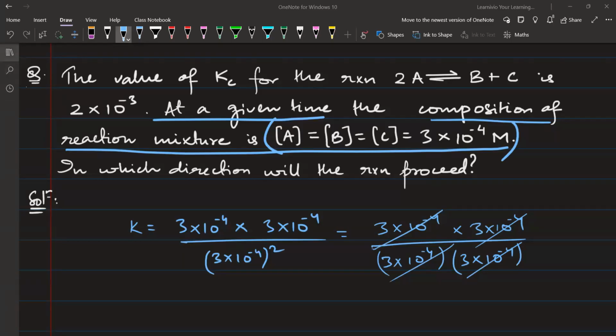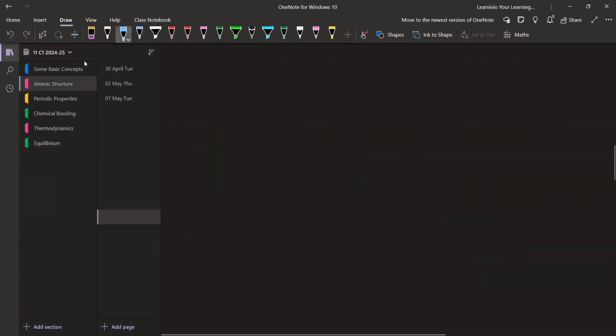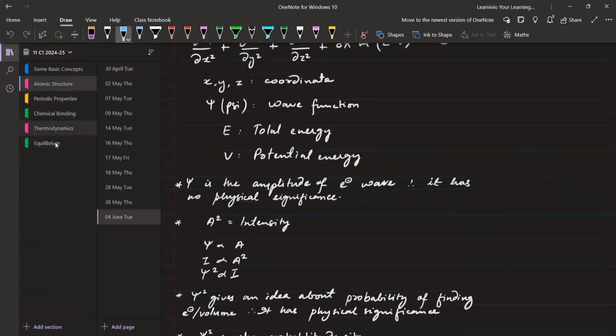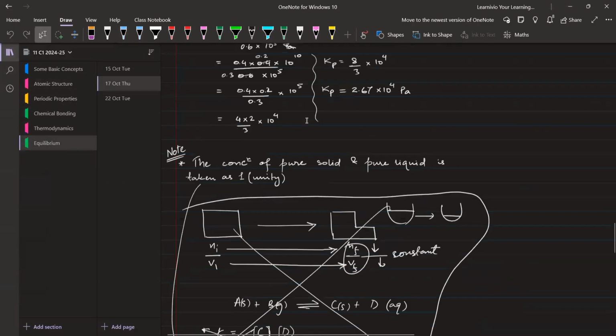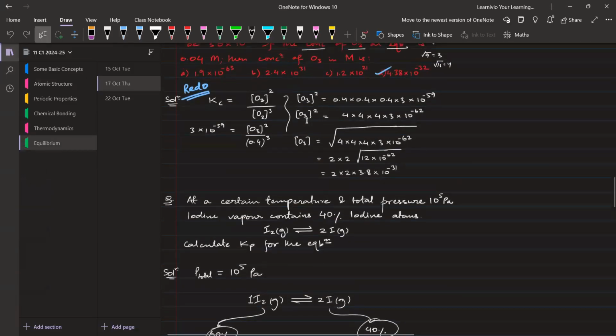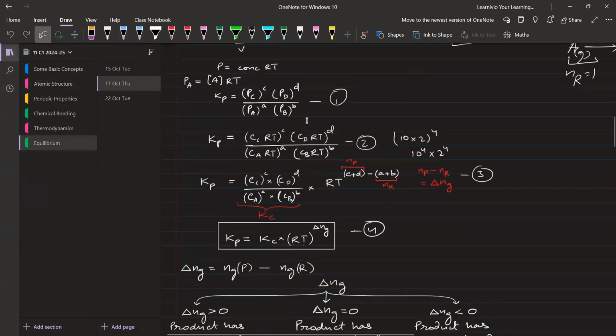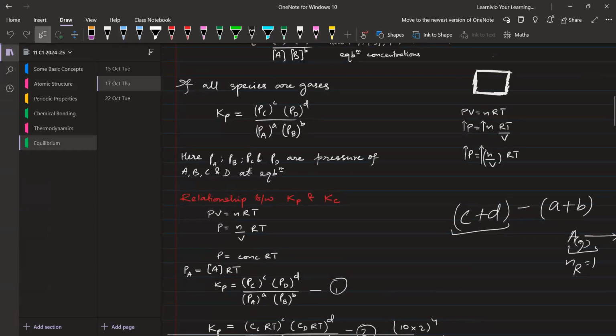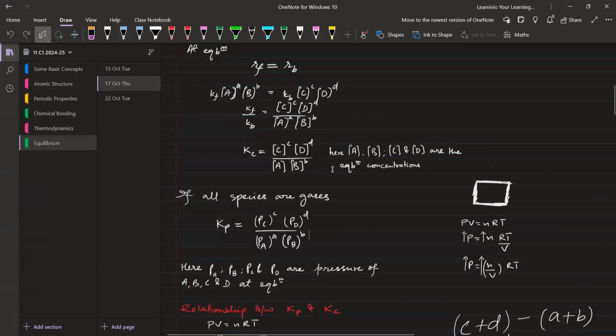Hello, yes sir, we have done this now. What is K? K is the concentration of product upon reactant, each raised to its stoichiometric coefficient, at equilibrium. The concentration should be at equilibrium. PA, PB, PC are pressures at equilibrium. Concentration at equilibrium, right?